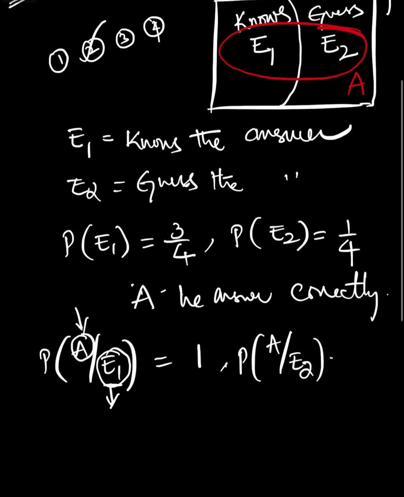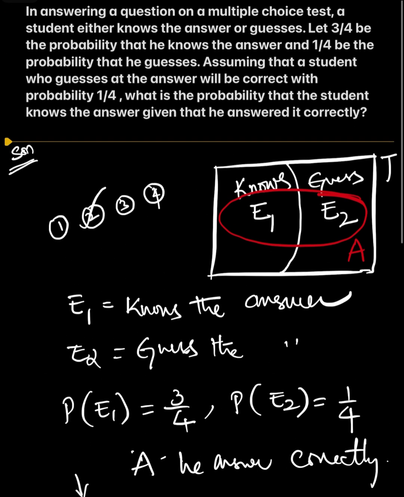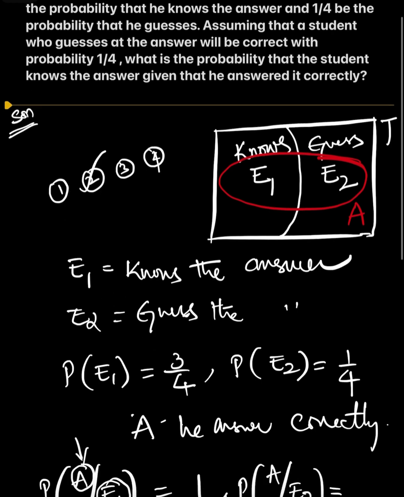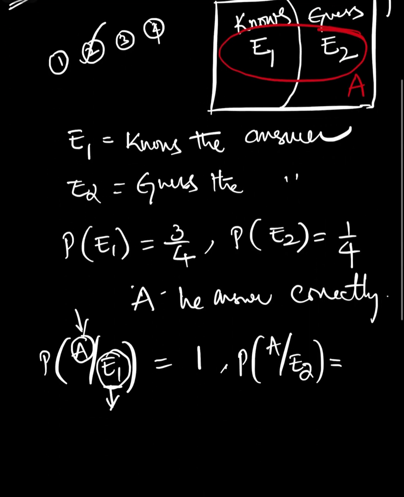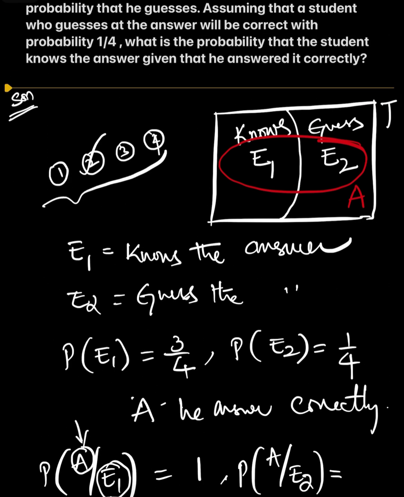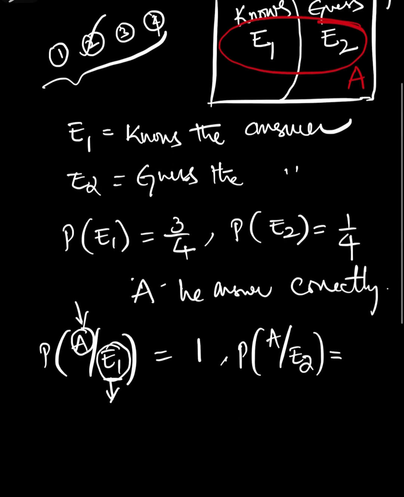Next, P of A given E2: he guesses the answer and he attempted correctly. As I already told you, we have 4 options. He has to guess one correct option out of 4, that is 1 by 4. Here in this question it is given, but even if it is not given, that is the only condition we will get, 1 by 4, because of 4 options I need to guess 1. The very important thing is that only one option is correct in MCQs. So out of 4 options, I know that option 2 is correct, and I attempted 2 only.